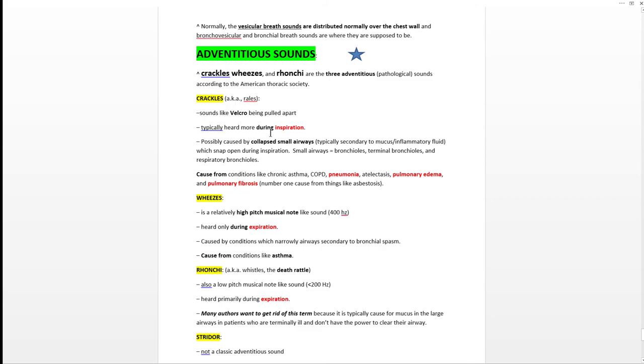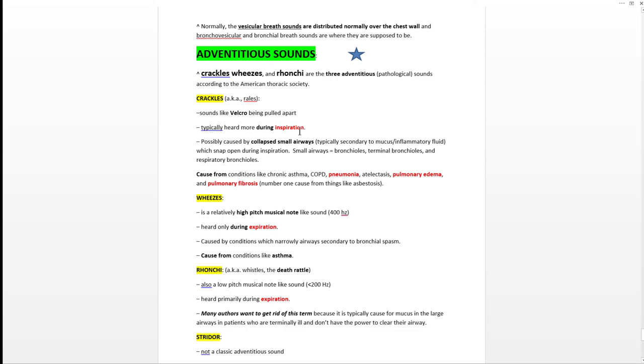Crackles equals a crackling sound like Velcro being pulled apart. Not brand new hard Velcro, but kind of loose Velcro that's older and easier to pull apart. These are heard during inspiration, and they're not sure what causes them. We'll talk about it more in class, but they think it's from a collapse of the terminal bronchioles, especially if they're wet, filled with water. And when you take a breath in, those tubes snap open.